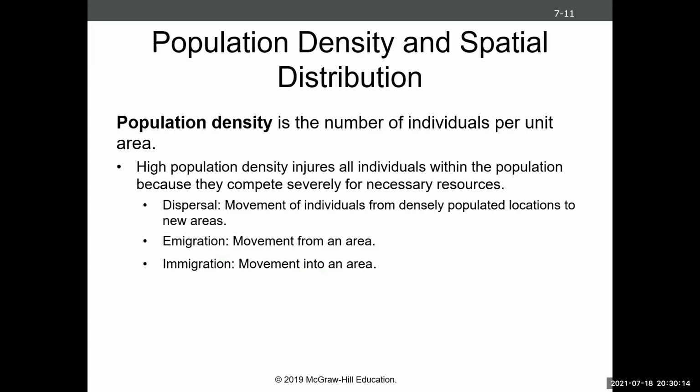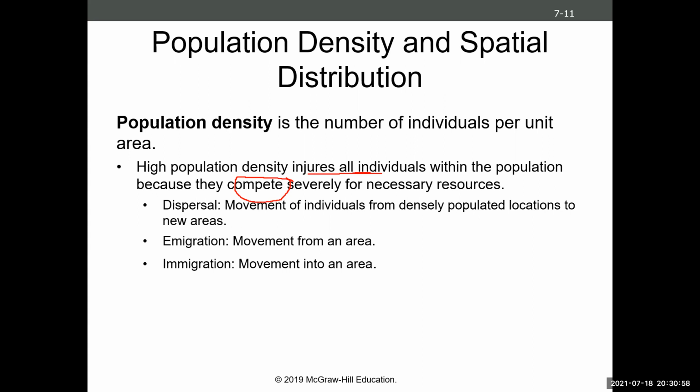Now, not only can we determine population numbers, like population size and population growth rate, we can also look at the density of a population and how it's spatially distributed across an area. If you have a high population density, then you have a high number of individuals per unit area. Whereas if you have a low population density, you have a low number of individuals per unit area. High population densities tend to injure all individuals in a population because there's a lot of competition for resources. Whereas low density means there are more resources per individual.